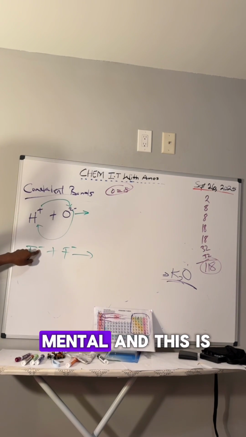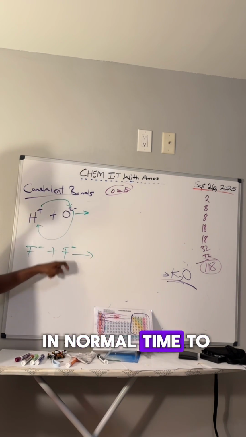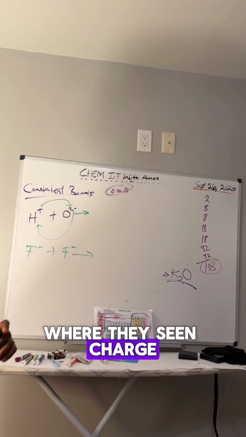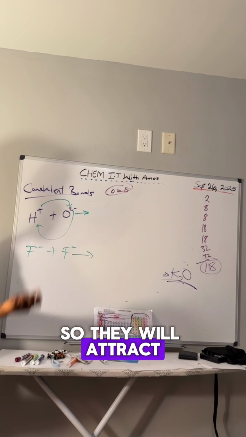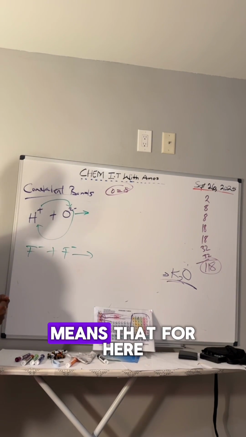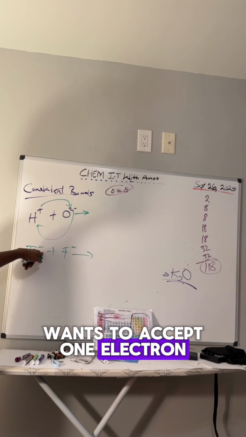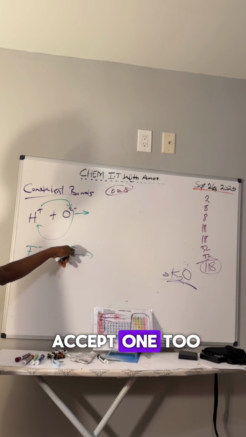This is a non-metal and this is a non-metal. The same element, negative charge and negative charge here, where the same charge. For here, it's kind of different, so they will attract. For this, they won't. So it means that fluorine wants to accept 1 electron. This one also wants to accept 1.